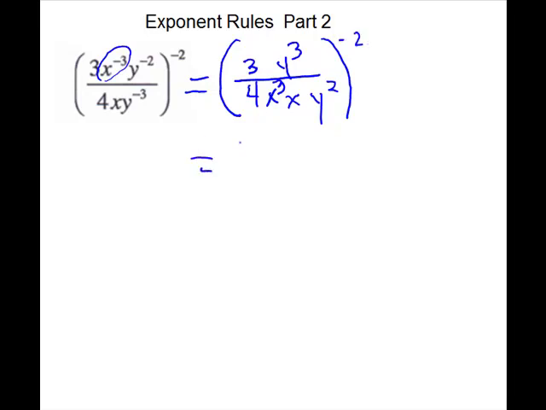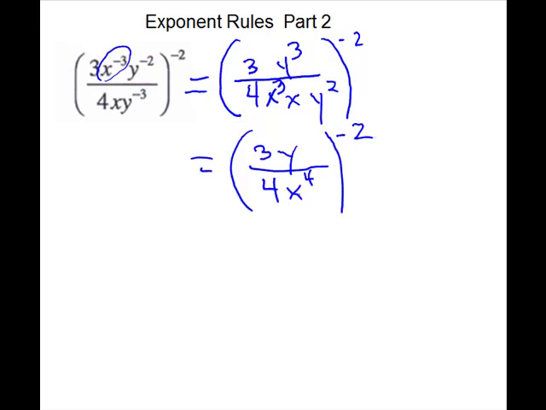Now let's finish cleaning up on the inside. So we have 3 over 4. The x's are side by side, so the rule is keep the base and add the exponents. Don't forget your 1. The y's will subtract. It's going to leave y to the first on top. And now we'll deal with that negative exponent on the outside.